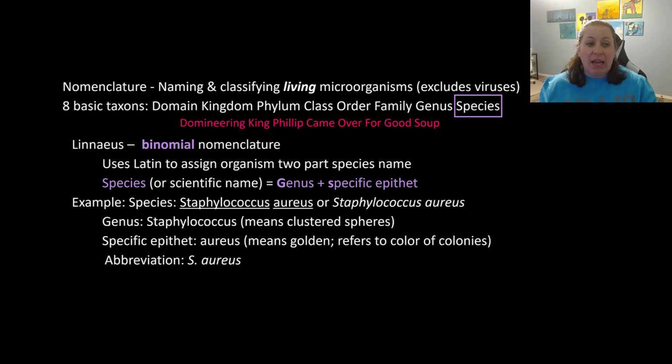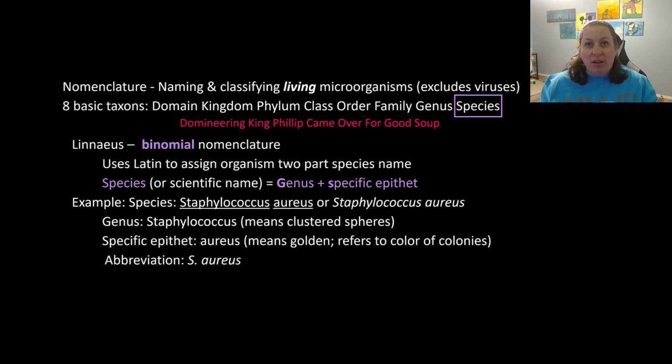This is going to be important in future assignments, so make sure that you use the proper way of documenting the scientific name. A lot of times the genus gives you some information. This one tells you it's Staphylococcus, which means clusters. Staphylo means clusters, coccus means spheres, so under the microscope it looks like a bunch of grapes all bunched together. But the aureus means that it grows golden, and its colonies appear golden when it grows on certain agars.